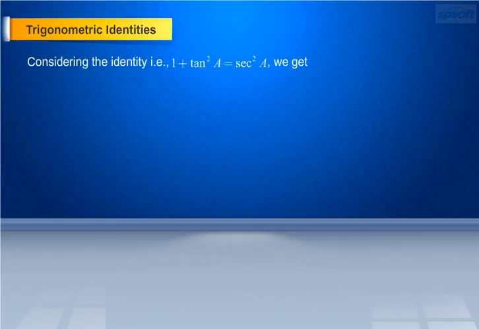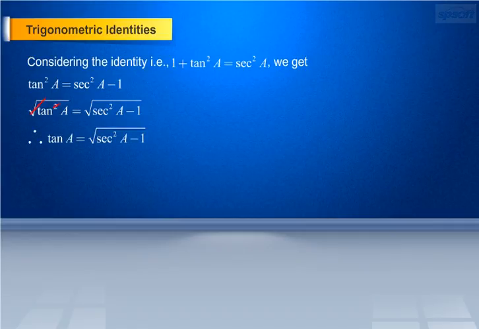To find tan A we use the following identity, that is, 1 plus tan square A equals secant square A. This implies that tan square A equals secant square A minus 1. Applying square roots on both sides we get square root of tan square A equals square root of secant square A minus 1. By simplification we get tan A equals square root of secant square A minus 1. Therefore tan A equals square root of secant square A minus 1.